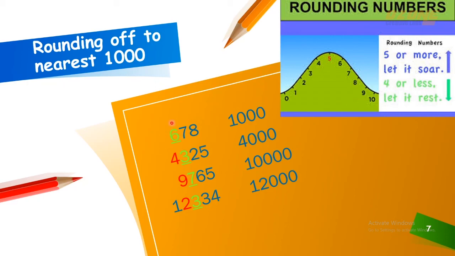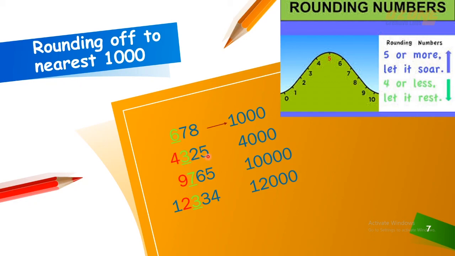So here, for the first number, 678 is given. Our place is 0 actually, because we are rounding off to the nearest 1000. So here, thousands place, no number is there, so 0. Since the next door is 6, which is greater than 5, we need to add 1 to our place, so 0 will become 1 and then 3 zeros, so it will become 1000.